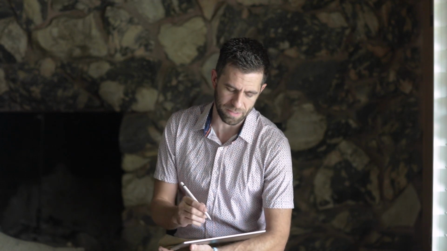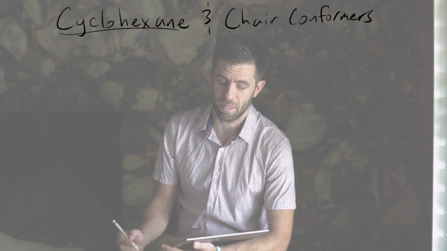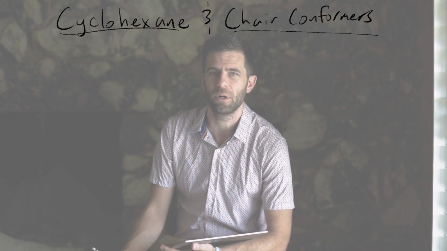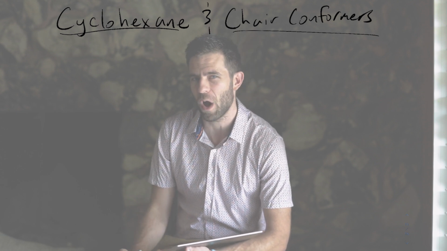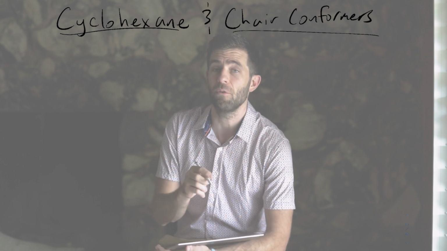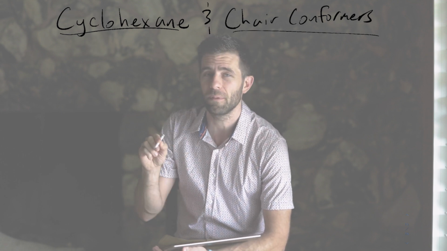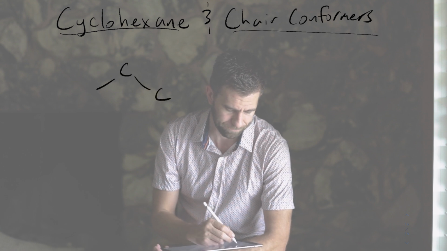So cyclohexane is a really common ring in organic chemistry. Cyclohexane can form something called a chair conformer, and that's what we're going to talk about today a little bit, and the reasons why. If you draw cyclohexane, cyclo means that it's a circle of bonds. So we have carbons bonded like this.